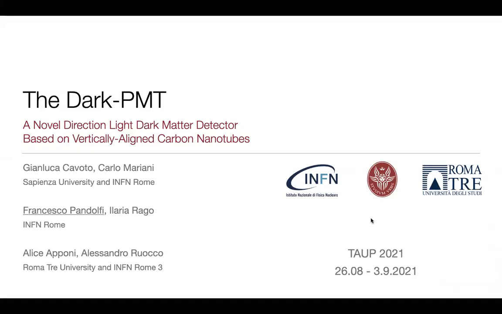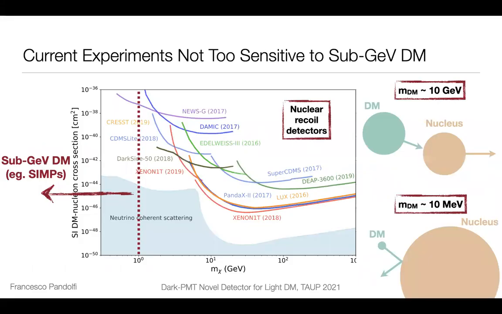Hi, everybody. I'm Francesco Pandolfi, and I'll be talking to you about the Dark-PMT, which is a novel directional light dark matter detector based on carbon nanotubes. Now, as we know, most of the active dark matter experiments have been designed with WIMPs in mind. So this means that they are sensitive to the high mass range, but most of them quickly lose sensitivity below 1 GeV or so. However, the sub-GeV mass range is supported by many other models, for example, SIMPs.